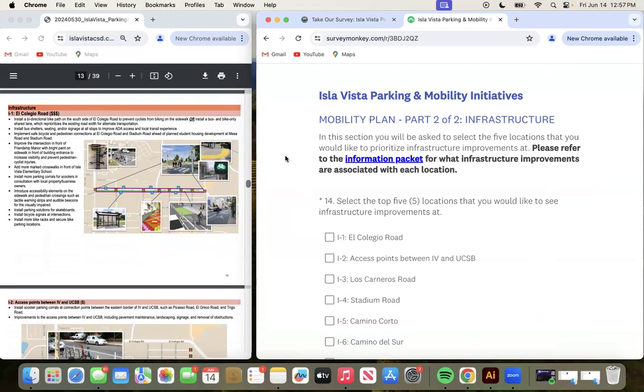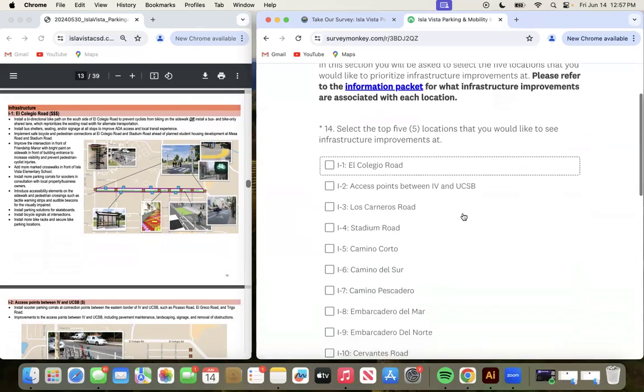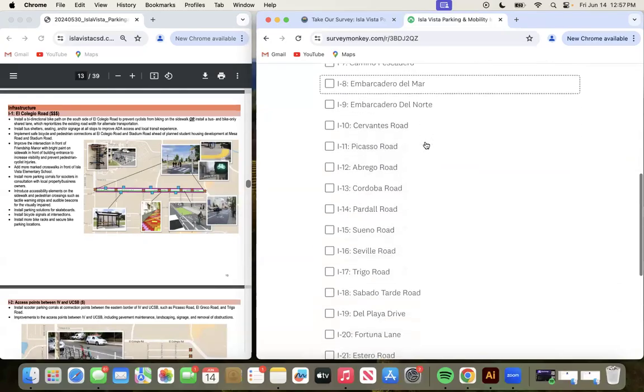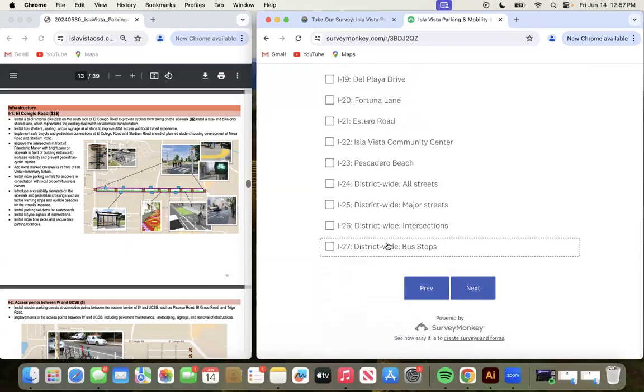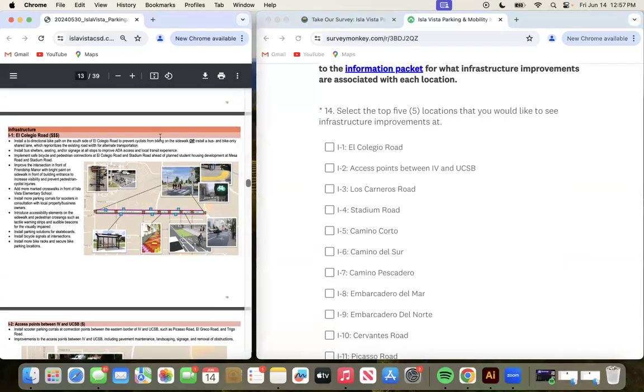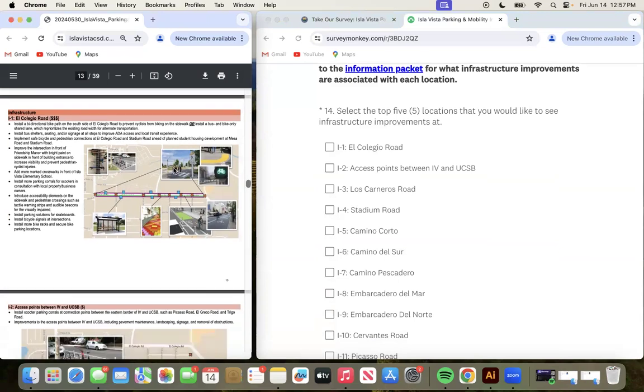So basically, to summarize, for this part of the survey, you're going to select 5 locations that you would like to see infrastructure improvements at. And here you can see we have 27 locations, and you're just going to pick your top 5. So what I think would be helpful to do before picking your top 5 is go ahead and look at the rest of this packet, starting on page 13, and take a look at all of the locations that we have added as answer choices here.